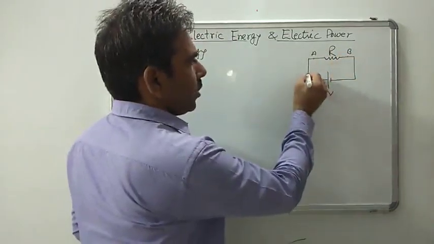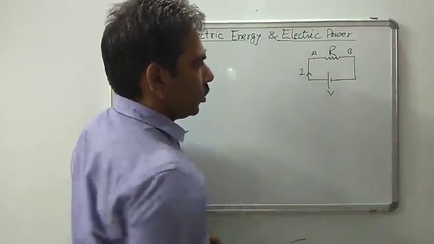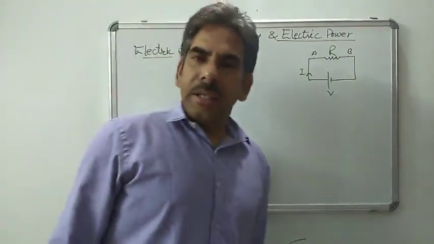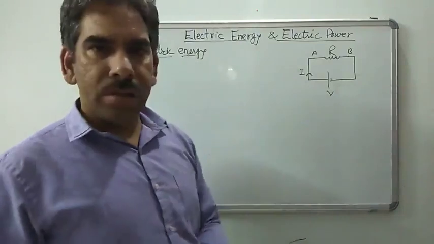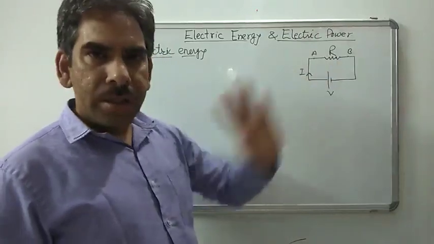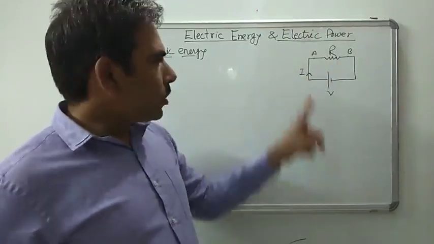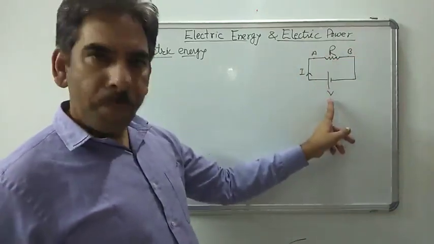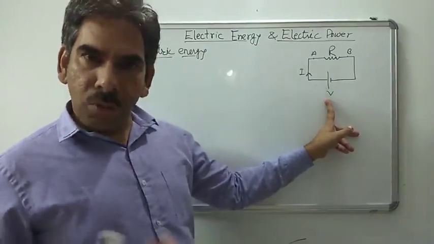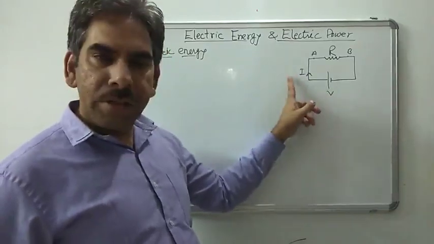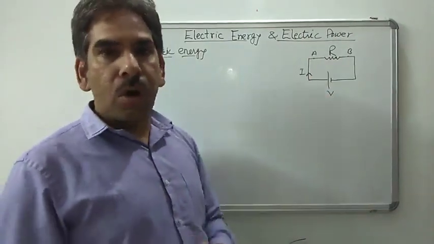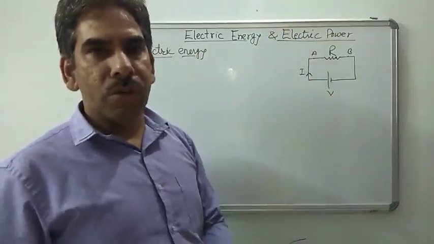So this source is sending some current I, for example, through this resistor R. So electrical energy is actually the work done by this source in maintaining some constant current through the circuit. So this current has to be maintained constant by this source of energy or source of electric potential. The work this source will do in order to maintain a constant current in the circuit is called the electric energy spent by the source, or electric energy which is consumed in the circuit.